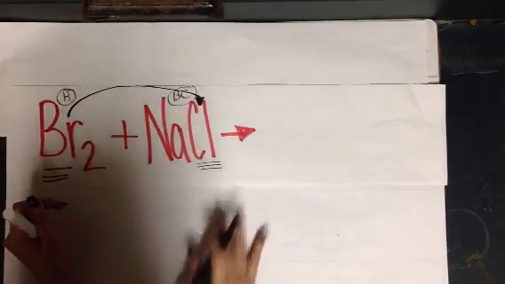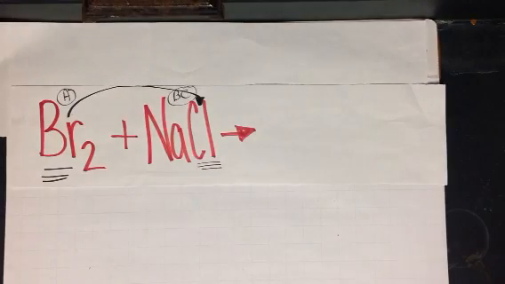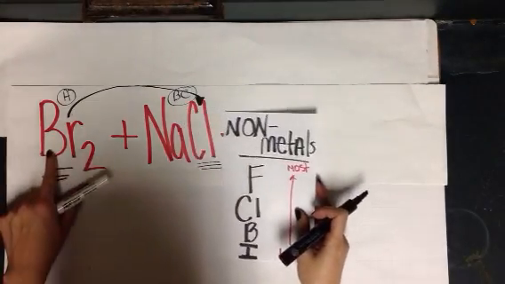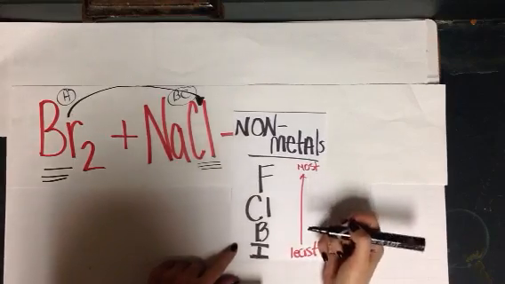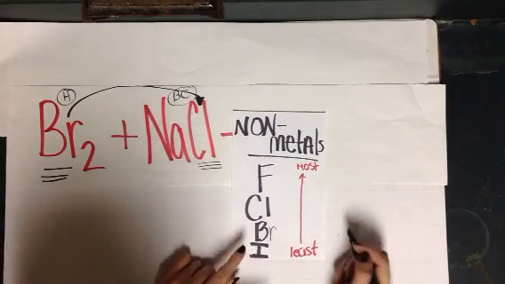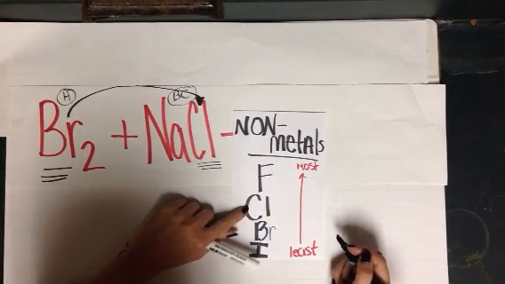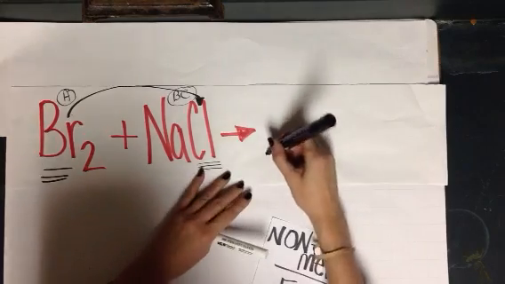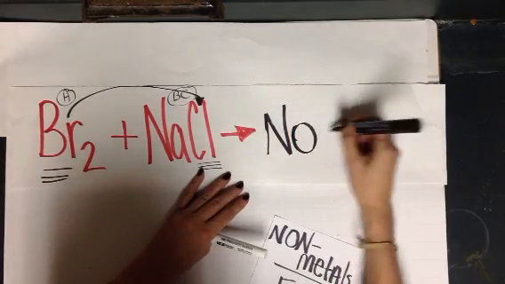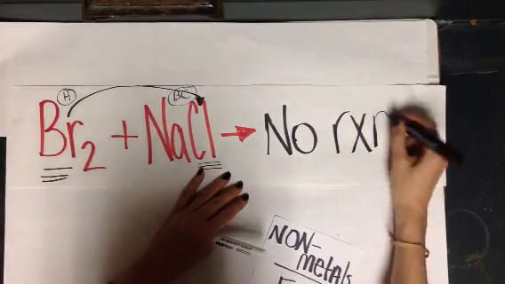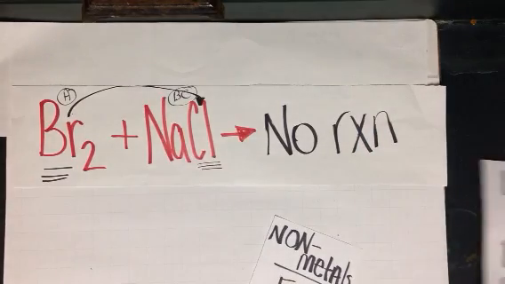That's the only way it can work. The non-metal can replace the non-metal. So can this reaction occur? Let's see. Is bromine more reactive than chlorine? Here is bromine. Ooh, I forgot the R. Here is bromine. Here's chlorine. This reaction cannot occur because bromine is less reactive. So no reaction. Okay? Good?